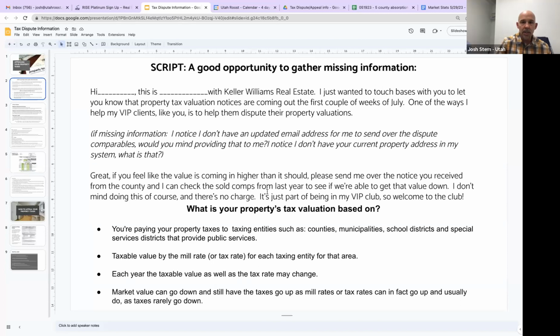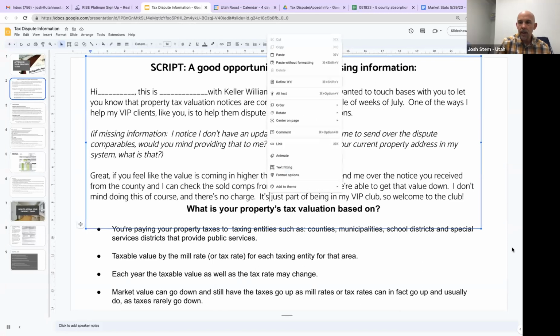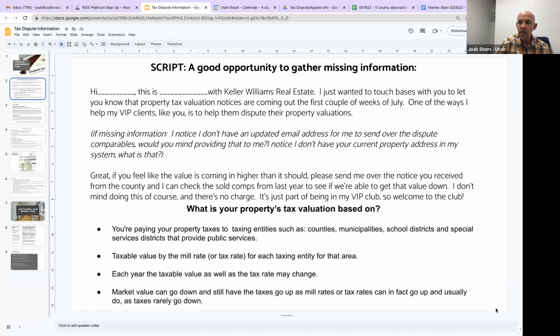So let's just look real quickly. Sorry, let me move some stuff on my screen. All right. So what is your property tax valuation based on?